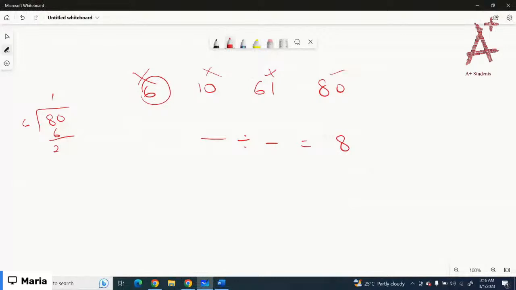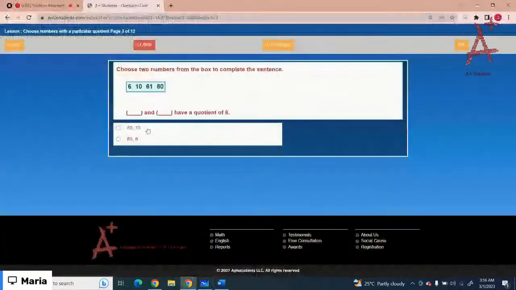Can you divide 80 by 8? 8 times what number is 80? 8 times 10 makes 80. Here you have 8 and here you have 80. That means 8 times 10 makes 80. So the dividend is 80, the divisor is 10 and the quotient is 8. Got it? So the correct option is 80 and 10.